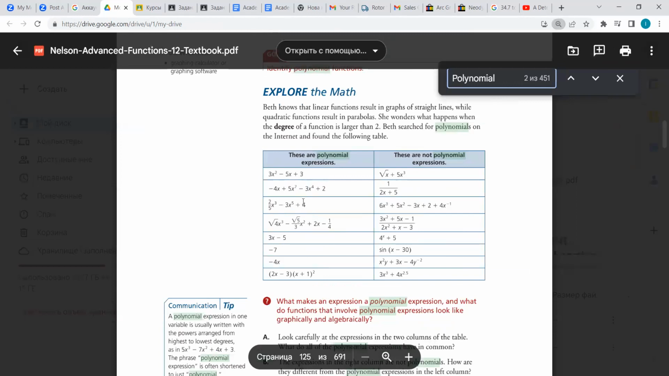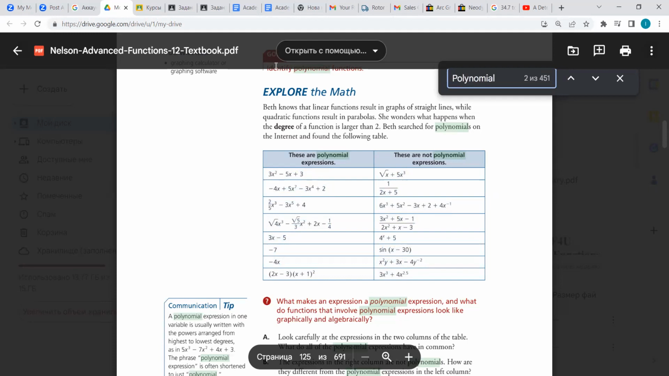What I like to say about math in general is that we have to look for similarities and we have to compare what we see. And here, the table on the left says that these are polynomial expressions, and the table on the right-hand side shows expressions that are not polynomial expressions.